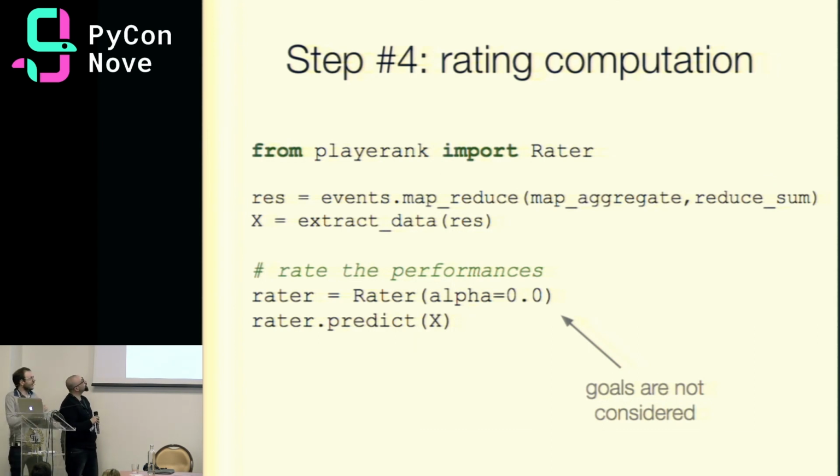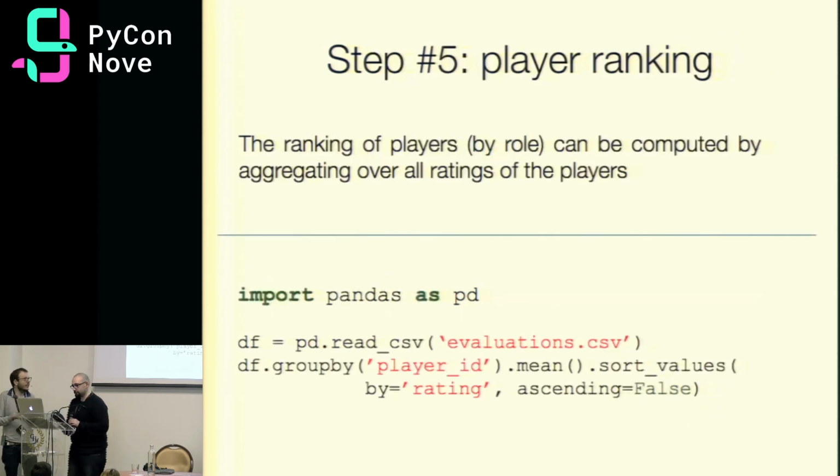So the last thing we do in order to get our rankings for Ballon d'Or is to aggregate all the events for every player and every role, and again we rely on the MapReduce API of PyMongo. Then we instantiate an object of class Rater that contains the methods and the equation we saw before, and given the performances as a matrix X, we give ratings to every performance. And at the end, we have our Ballon d'Or.